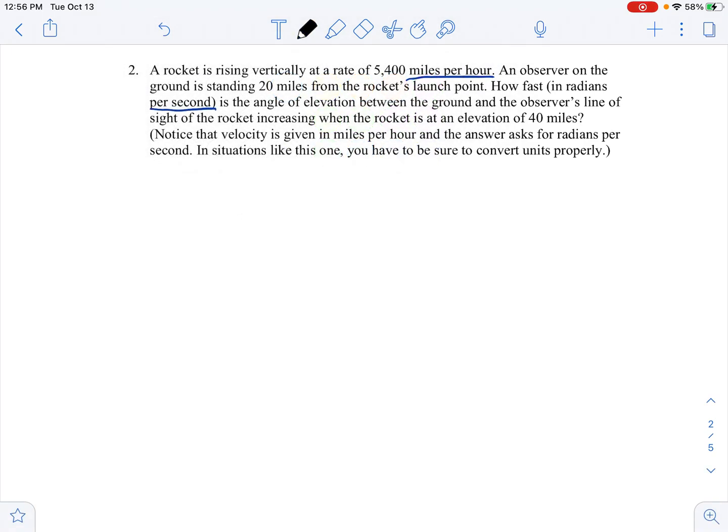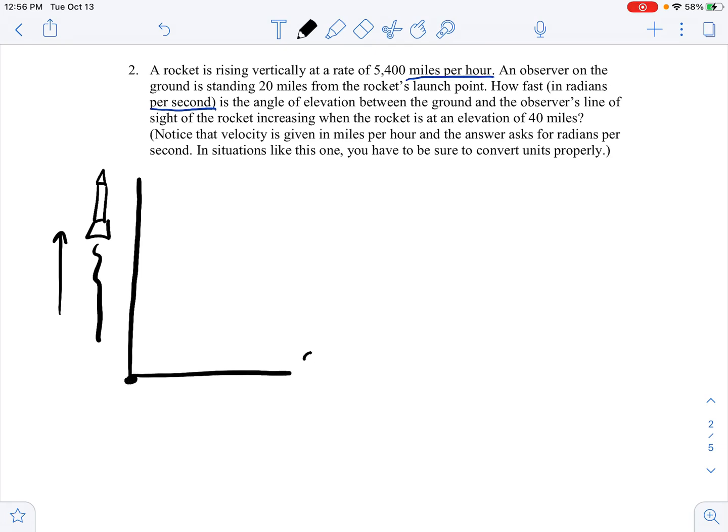Now before I notate anything, I'm going to draw this out. So here's the rocket. It's rising vertically, so I'll put an arrow here indicating that. Here's the launch point, and an observer standing 20 miles away. We can always assume the ground is flat with these problems. The angle of elevation between the ground and the observer's line of sight of the rocket is right here, and our angle would be right here.